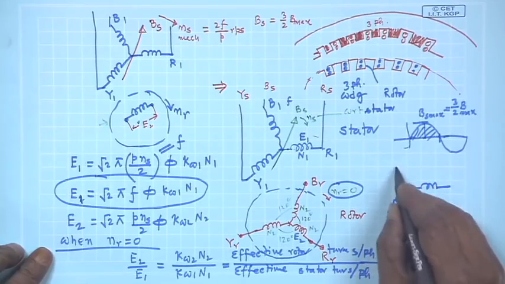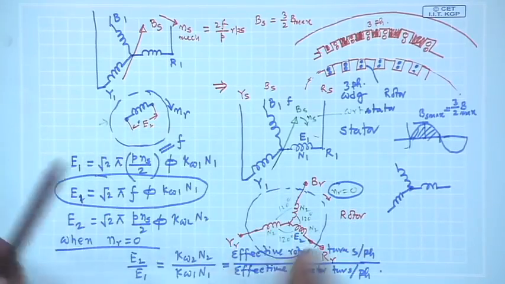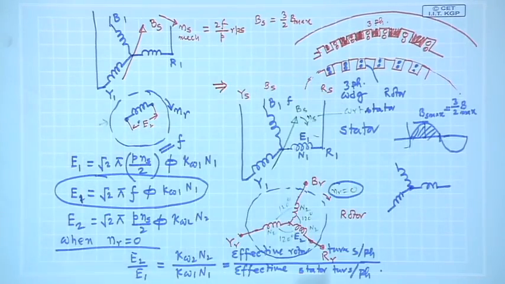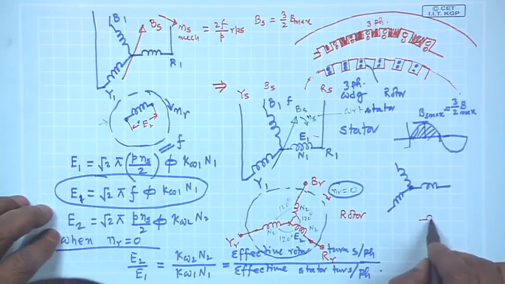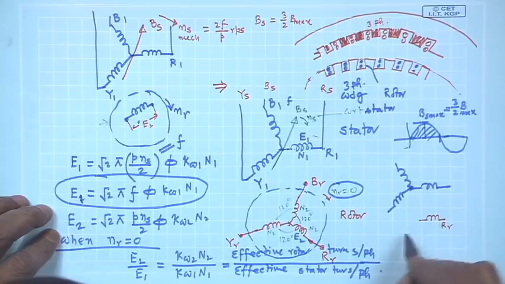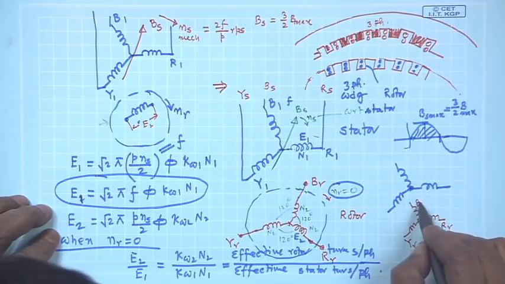This is your stator coils and rotor, which can be moved by hand before you energize it. Suppose I could place the rotor in this way, RR is here, YR is here and BR is here.